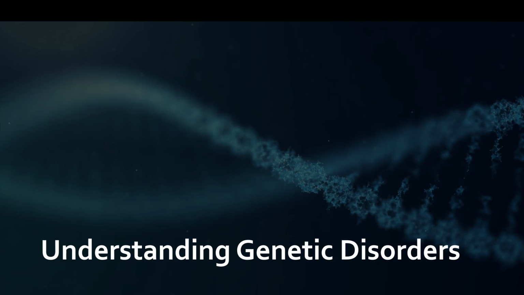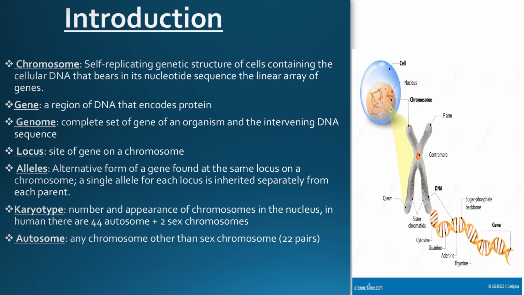Hello, I'm Dr. Hafsa. Today, our focus will be on grasping the fundamental concepts of genetic disorders, including their modes of inheritance. Before we go into the details of the modes of inheritance, I'd like you to have a solid understanding of these definitions. Chromosomes are self-replicating structures that contain cellular DNA that bears in its nucleotide sequence the linear array of genes. Let's understand this with the help of this diagram.